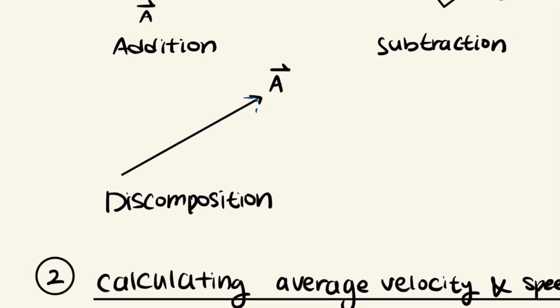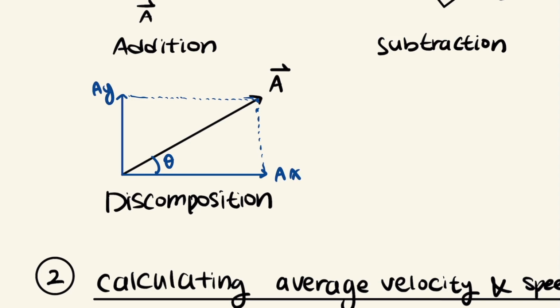Lastly, decomposition of vectors is basically dividing a vector into two different components. And we mainly divide a vector into an x component and a y component, just like the x-axis and the y-axis. Assuming that that's theta, this would be the x component, and this would be the y component of this vector A. The x component would be A cosine theta, and the y component would be A sine theta, due to trigonometric identities.